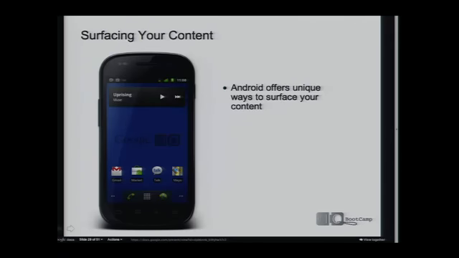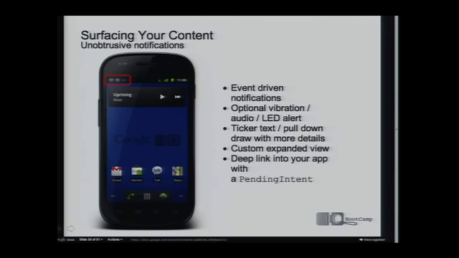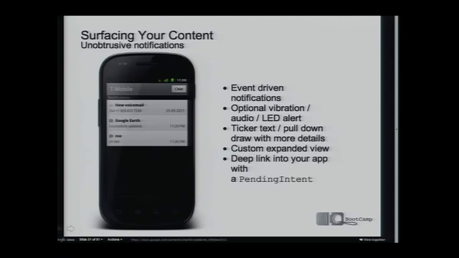So next up, I want to talk about some of the unique ways that Android lets you surface your content to the user. Android's got a really great notification system. So you can throw up notifications into the top bar, as I've highlighted here. And you can show an icon. You can buzz the device or flash a light if it has one. And you can also have some scrolling text going across. Or if you pull the tray down, you can get some expanded information.